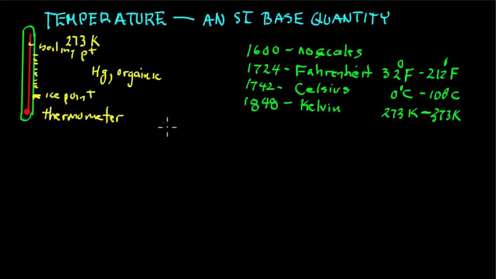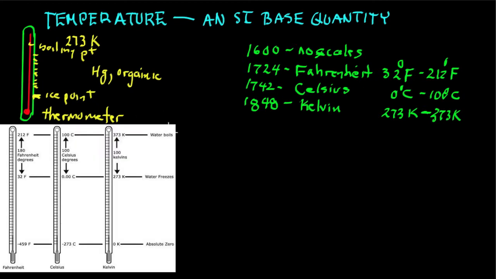Now, if we look at the scale over here, we'll see that Celsius and Fahrenheit differ in the degrees. 9 degrees Fahrenheit equals about 5 degrees Celsius. They are different, a 9:5 ratio. But for Kelvin to Celsius, it's 1:1.